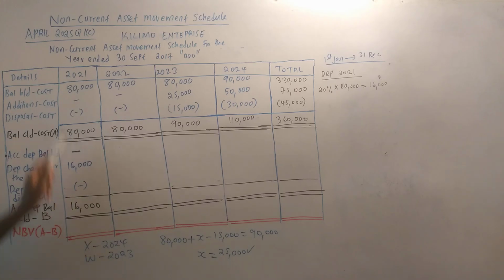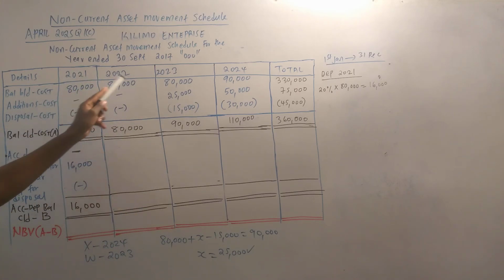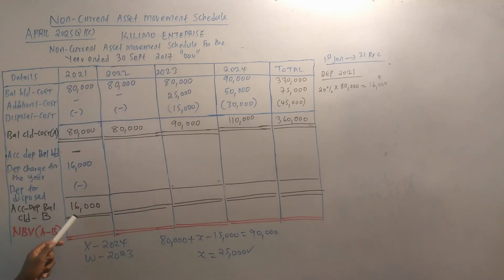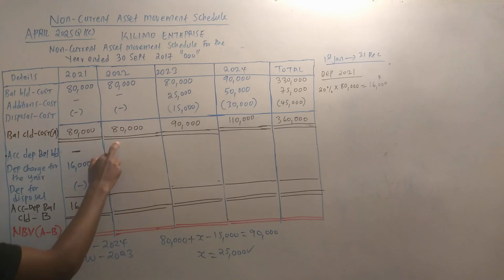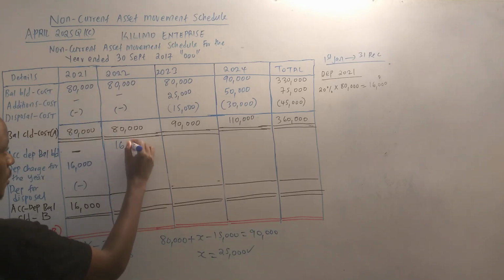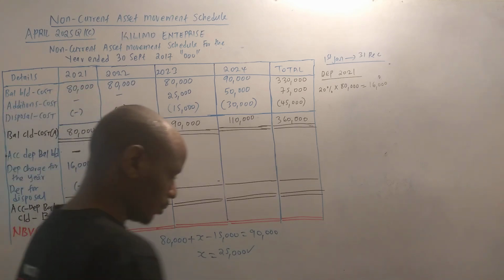Now this accumulated depreciation balance carried down will be the one at the beginning. So what ends in 2021? That one is the difference between this one and when we use the value of PPE or the value of items. For this one, the balance at the end becomes the balance at the beginning. So the accumulated depreciation balance carried down will be the balance at the beginning in the next period, which is 16,000.